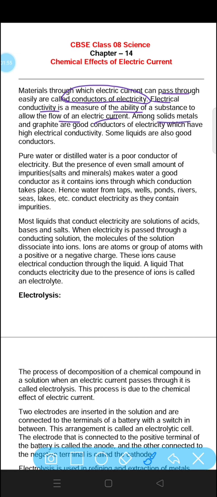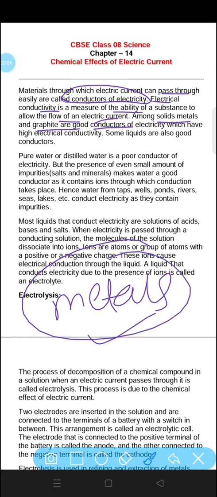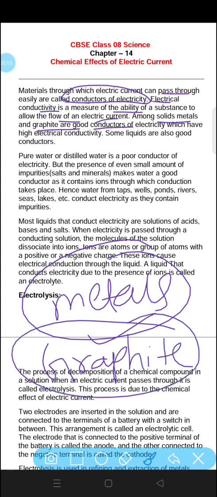Among solids, metals and graphite are good conductors of electricity. As I have said, most of the metals are good conductors of electricity, but graphite is an exception. Graphite is a non-metal, still it is a good conductor of electricity, so we can say graphite is an exception. All metals and graphite are good conductors of electricity which have high electrical conductivity. High electrical conductivity means they allow the flow of current very easily through them.